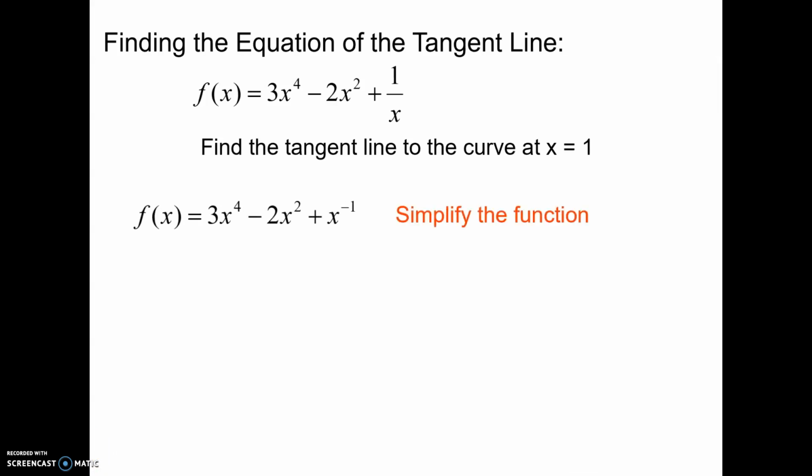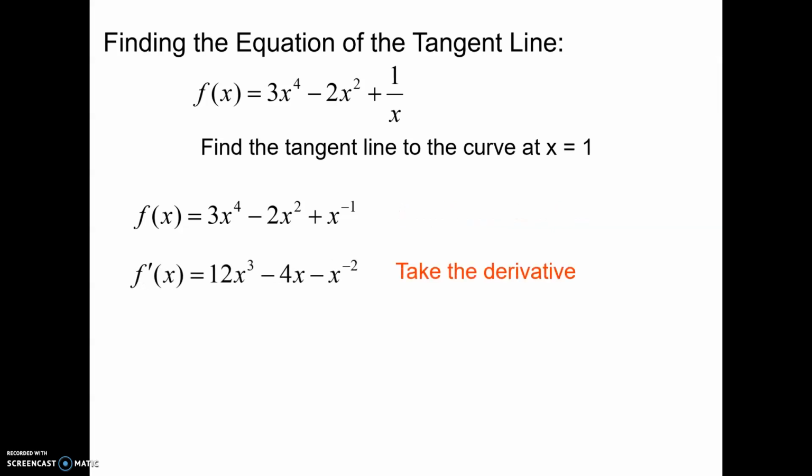I'm going to rewrite this function by simplifying it first, bringing the x up to the numerator, making it x to the negative 1. Now I'm going to take the derivative term by term. I get 12x to the third minus 4x minus x to the negative 2.